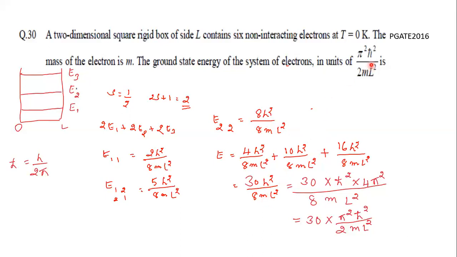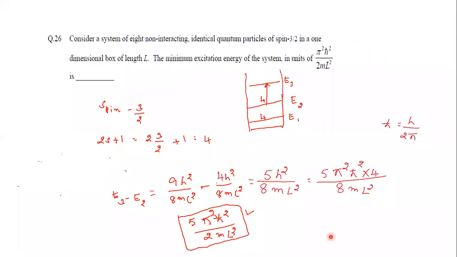As the answer is given in h bar square units, we know that h bar is equal to h by 2 pi, so h bar square is h square by 4 pi square. Now in place of h square, we will write h bar square into 4 pi square. When you simplify, we get the answer, 30 into pi square h bar square by 2 m L square. So this is the answer for this question.